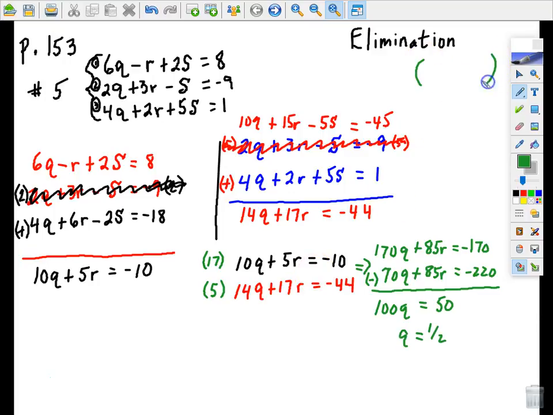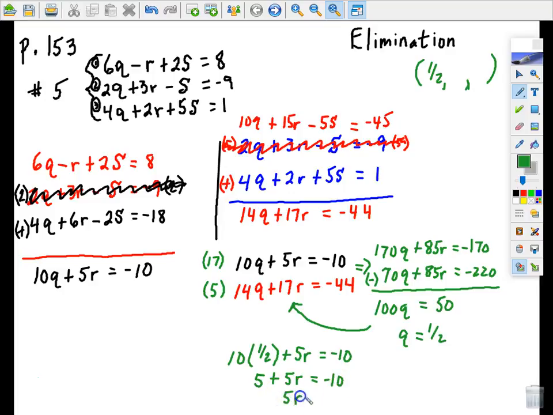Remember, our answer will be as an ordered triple. So we know one of our variables. Now we have to find R and S. Okay, so let's go back to one of these equations that just have two variables. We know Q, and that can help us find R. All right, so let's go to the black one. 10 times 1/2 plus 5R is negative 10. 10 times 1/2 is 5. That means 5R is going to be negative 15. So R is negative 3.